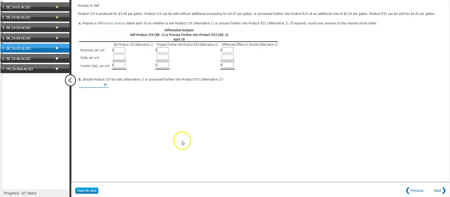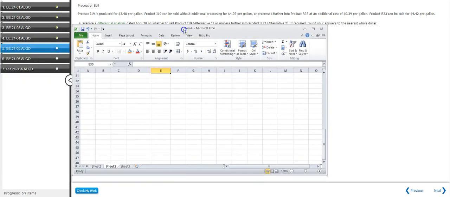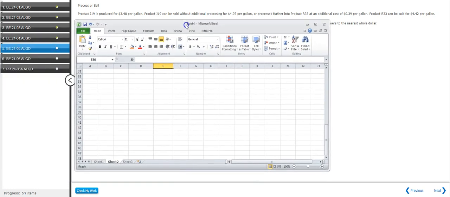Alright, if you want to pause the video and try this problem on your own. Alright, I'll assume you've had time. Let's go ahead and get started on it. Process or sell. So we have the option to process or sell units further. So we can sell this J19 as it is, or we can process it further into this unit called R33. That's going to take additional cost, but the benefit is we're going to be able to sell it at a higher price.